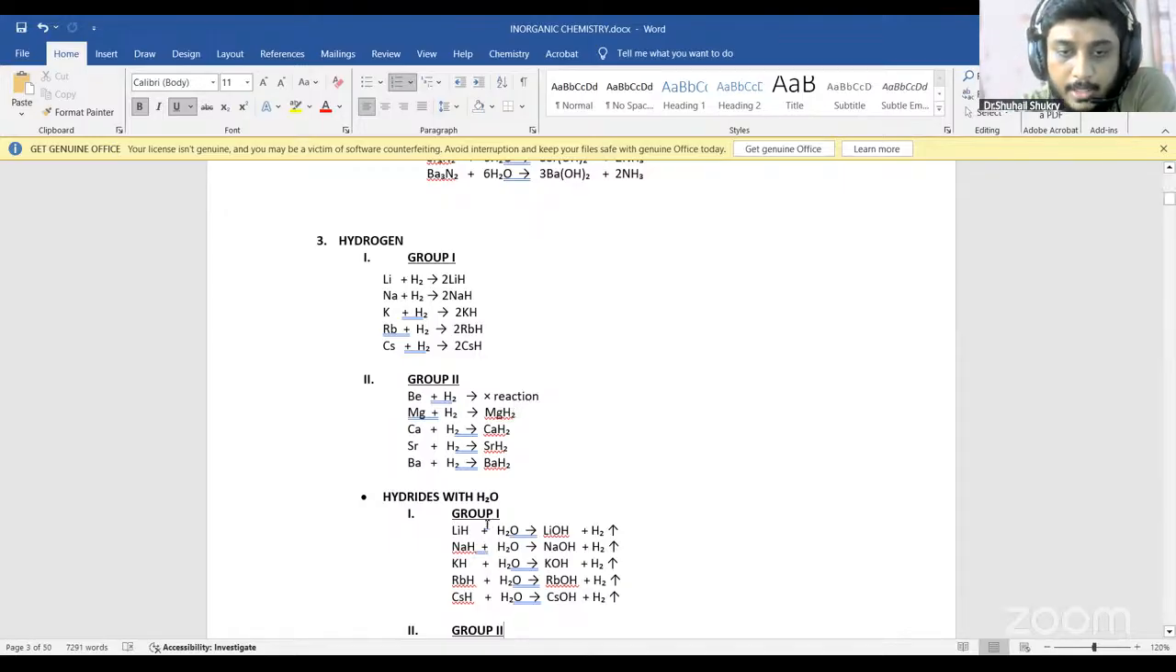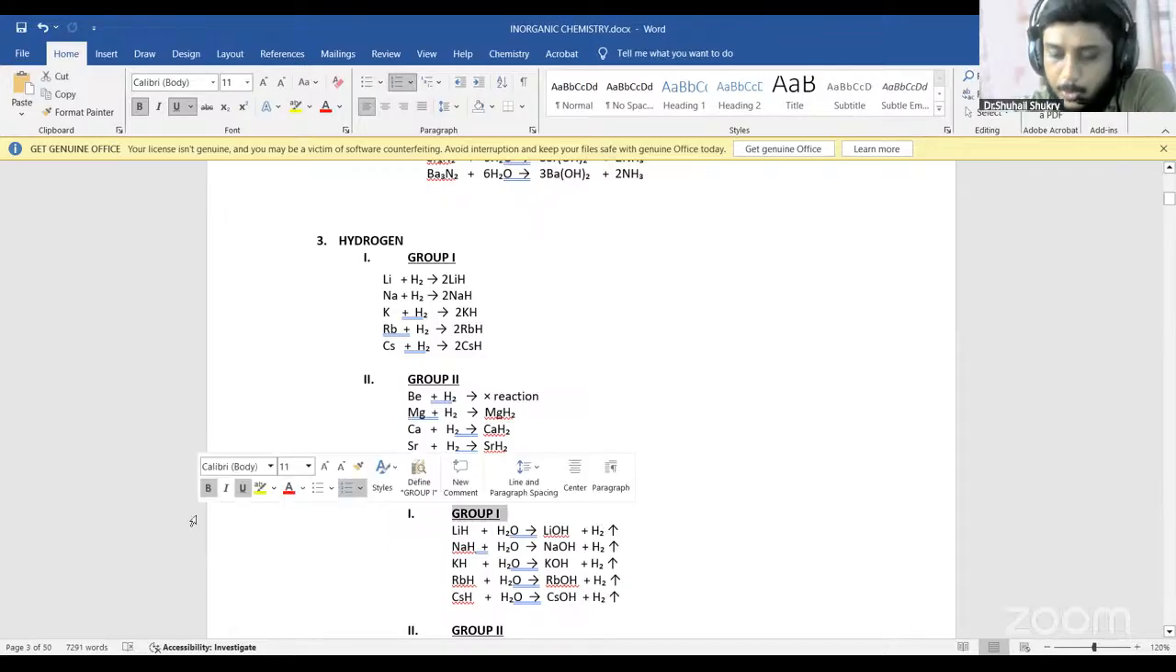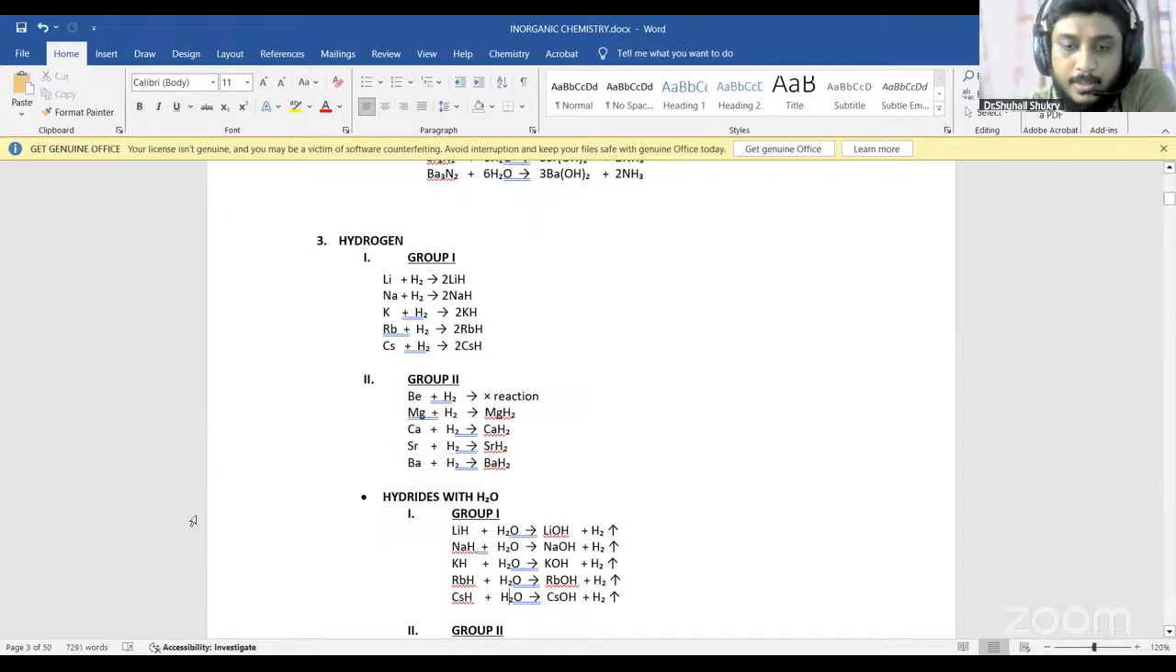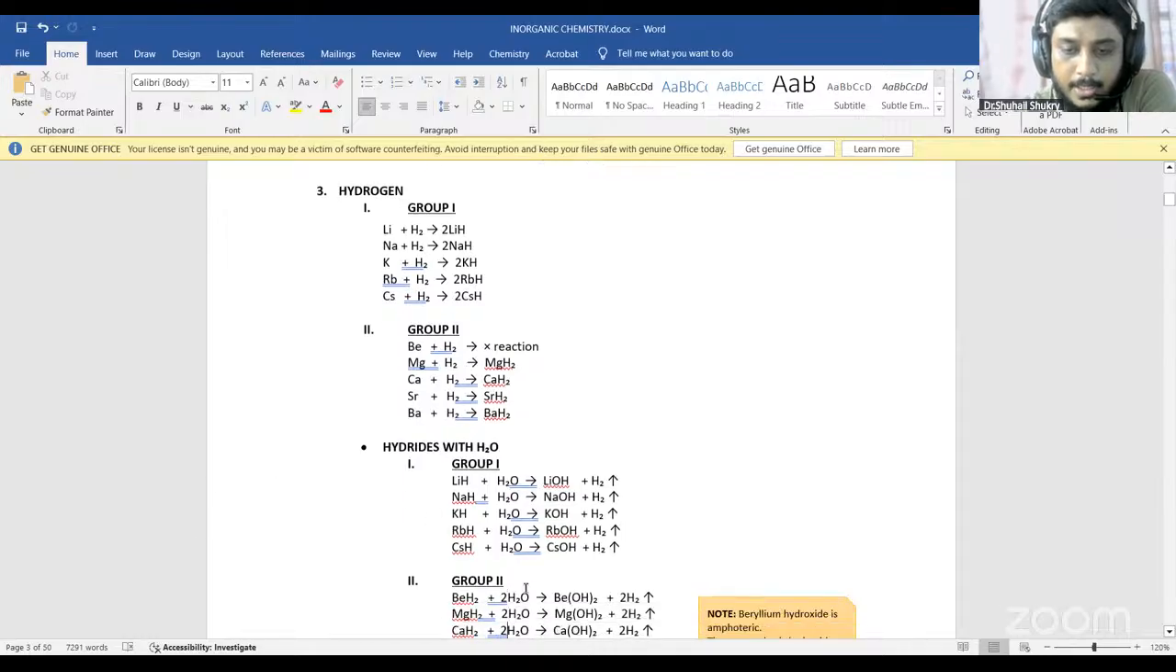And when you take these hydrides and put water, they produce the hydroxide and the hydrogen. Whenever you put a metal hydride with water, they produce the hydroxide and hydrogen. Same thing will happen for group 2 also. Right? So here beryllium hydride is not reacting.